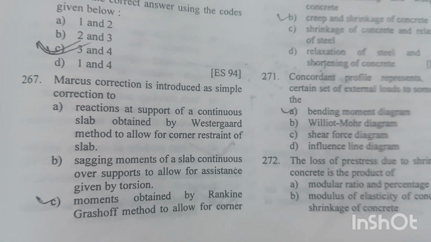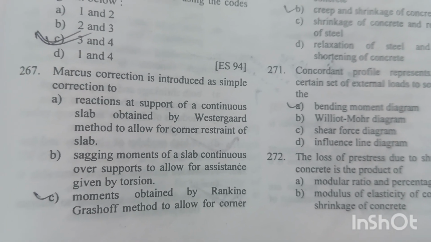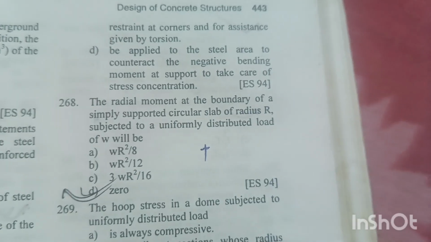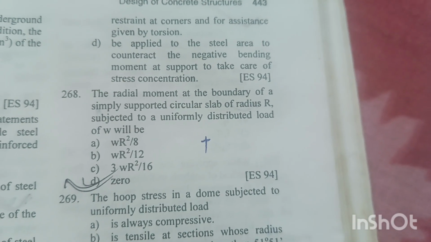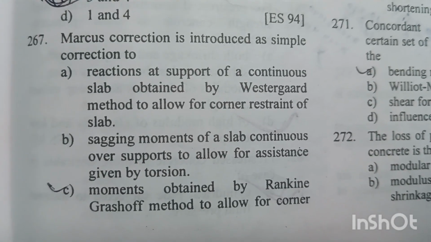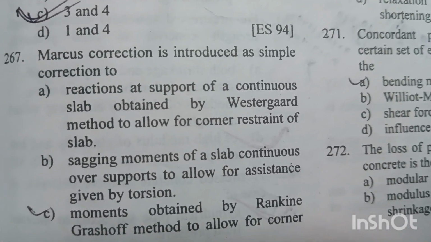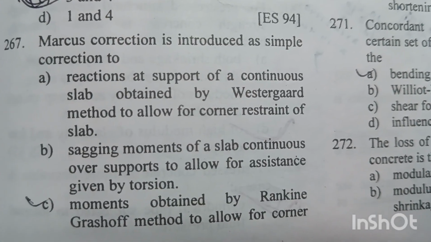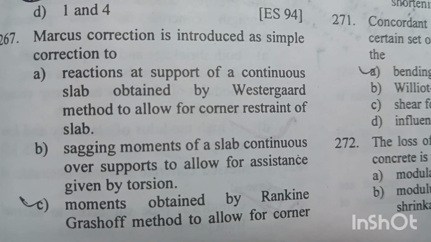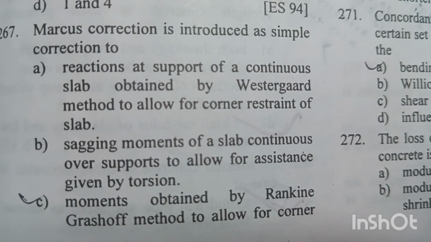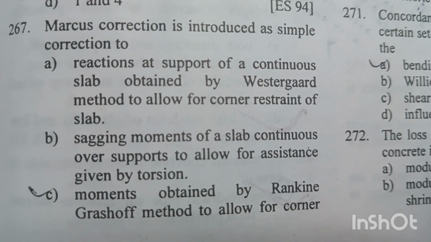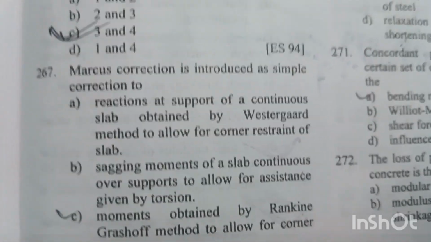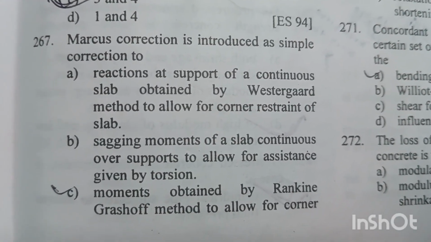Question number 267. Marcus correction is introduced as a simple correction to moments obtained by the Rankine-Grashof method to allow for corner restraint at corners and for assistance given by the torsion. In Rankine-Grashof method, the effect of restraint against the lifting of the corners and the effect of torsion in the slab are neglected. Marcus has given an approximate method for determining bending moment in slabs simply supported on four edges with corners prevented from being lifted, and considering torsion in the slab. In this method, thickness of the slab is generally taken to be 1/30th of the shorter span. Option C is the right answer.